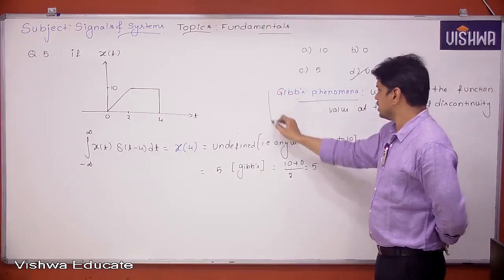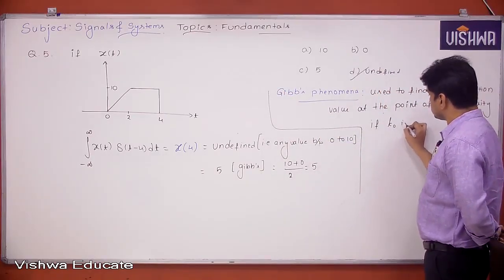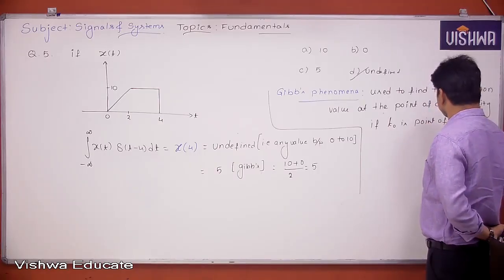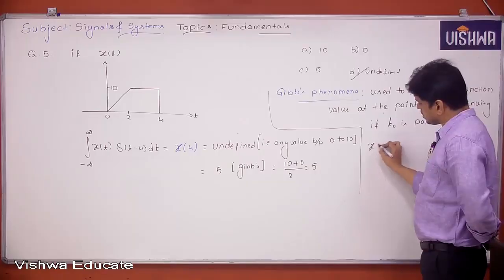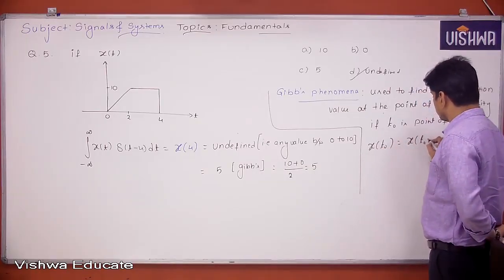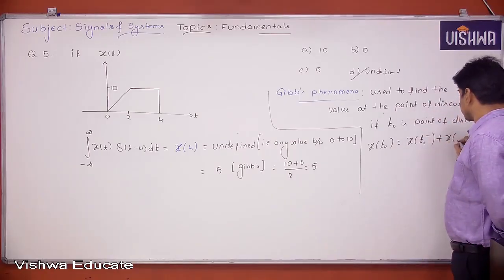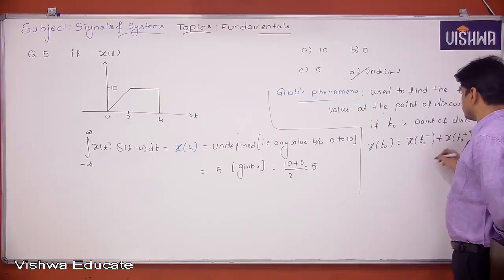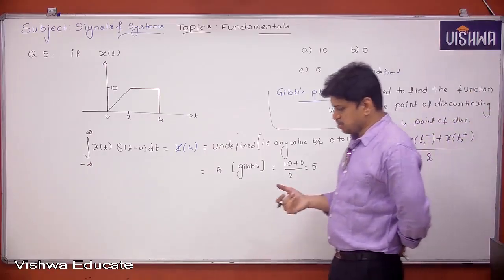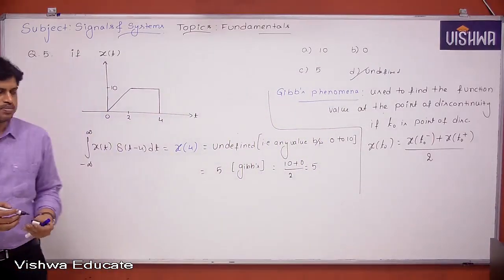At the point of discontinuity, if t0 is a point of discontinuity, then x of t0 is nothing but x of t0 minus, that means just before t0, plus x of t0 plus, that means just after t0, divided by 2. That's the average value just before and after the discontinuity point. Okay, take it.